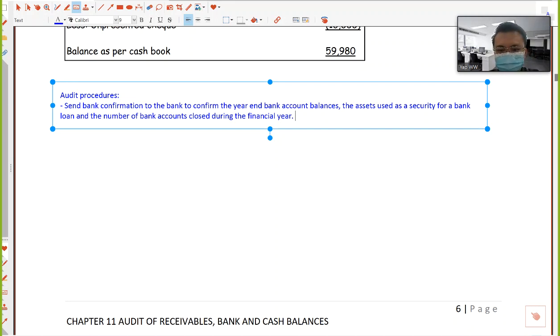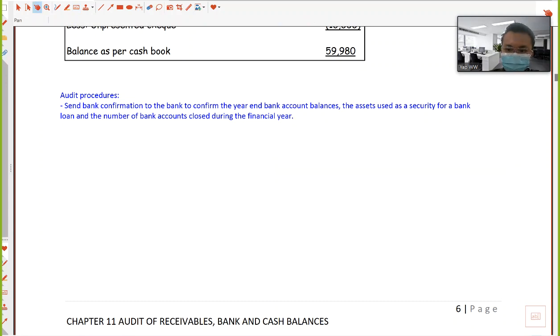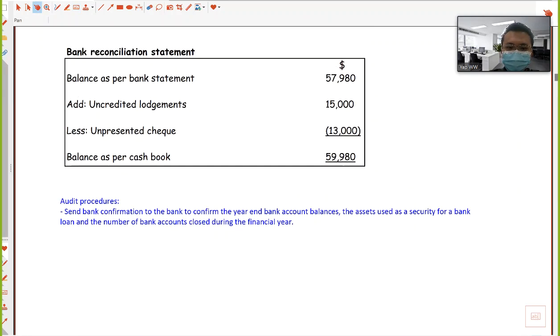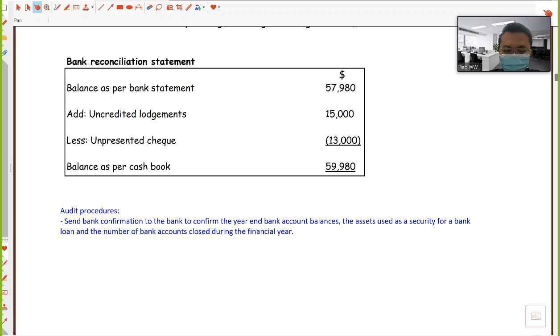Okay, usually when we audit bank account, your examiner will be giving you a bank reconciliation statement. Because auditing the bank account is very straightforward. You look into the bank confirmation, you get all the details, and when you refer to the bank statement, you can confirm the bank account balance. So that's why it's very straightforward to audit the bank balance.